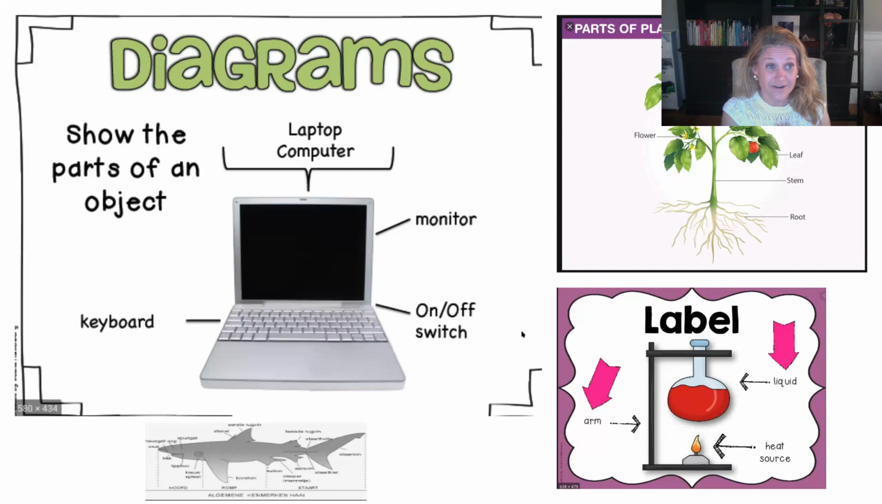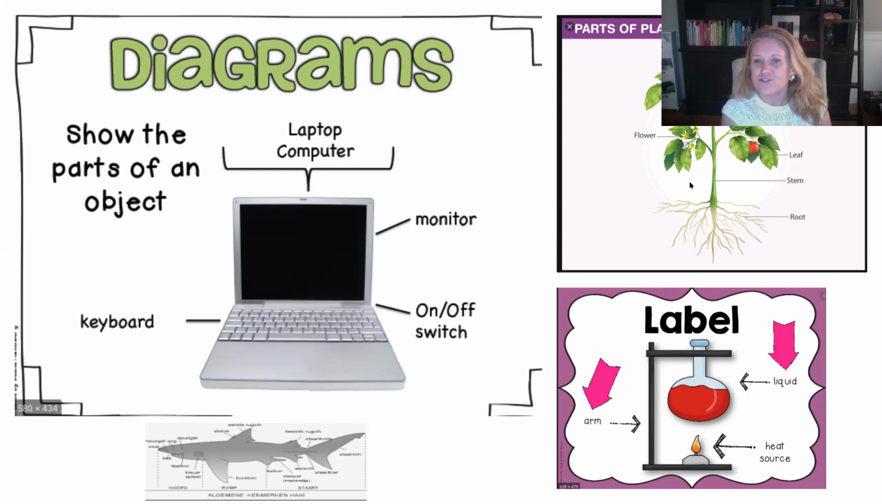It's known as a diagram. And a diagram shows us the parts of an object. So here we have a laptop, right? And we know that because the heading tells us that. It says a laptop computer right there. And it gives us all these wonderful labels. And the labels tell us the parts of the topic. So these are the parts of the computer. Monitor, right, where we can see the images, the on and off switch, and the keyboard.